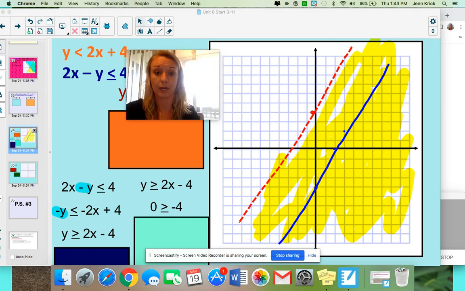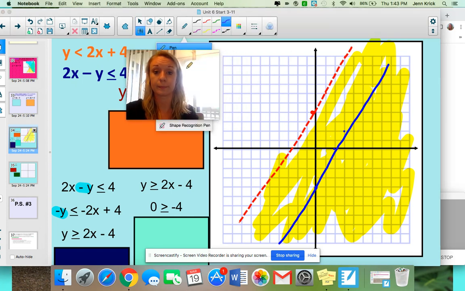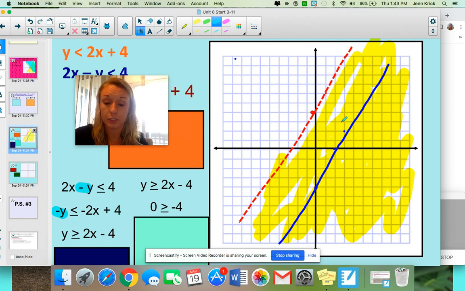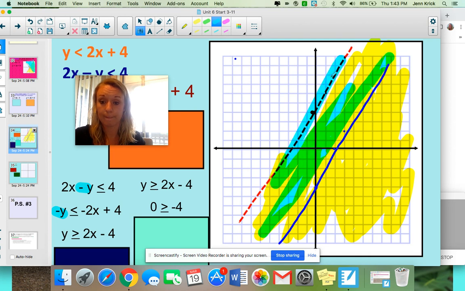Now let's go grab our highlighter. Oops, sorry. All right, so here's my blue inequality. That's all I'm focusing on. I'm shading the region that includes 0, 0. So I'm shading all the way above.